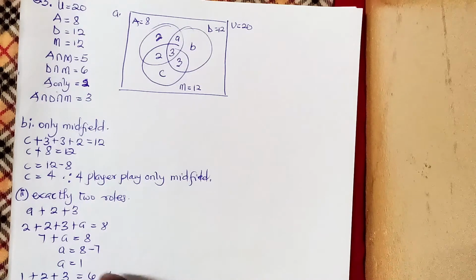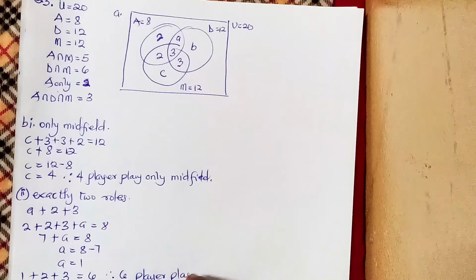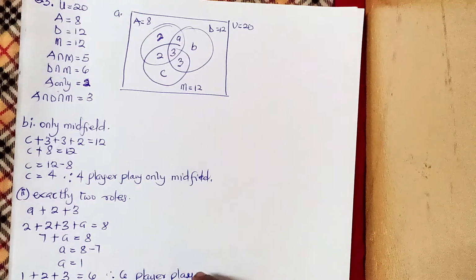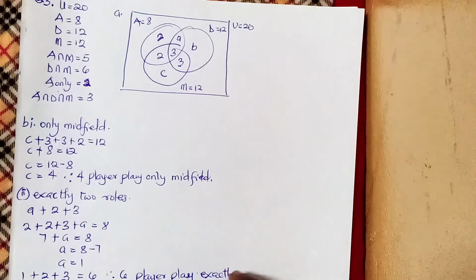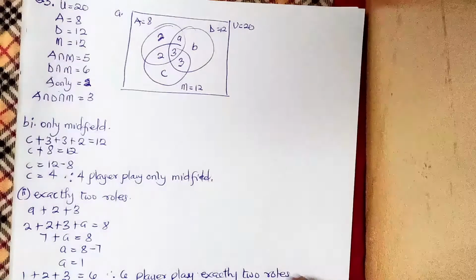So we write, therefore, 6 players play exactly 2 rows.